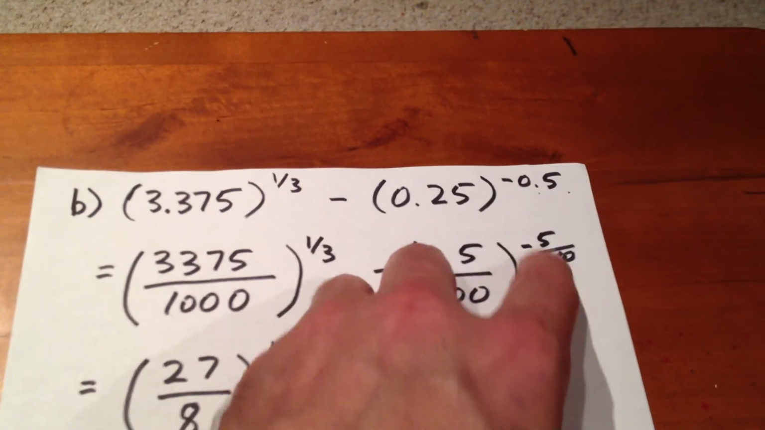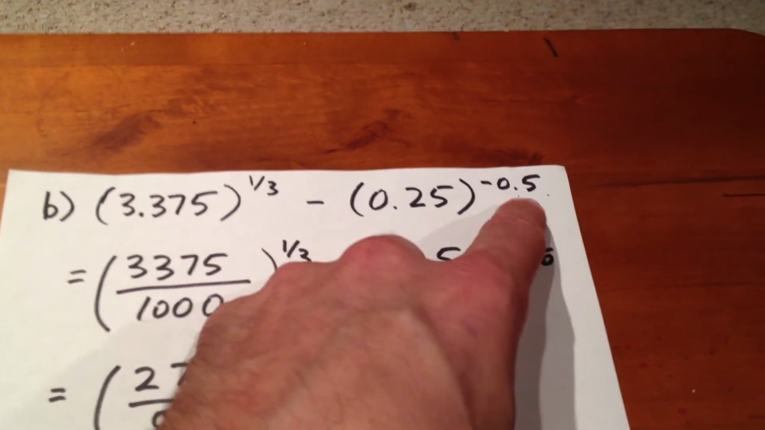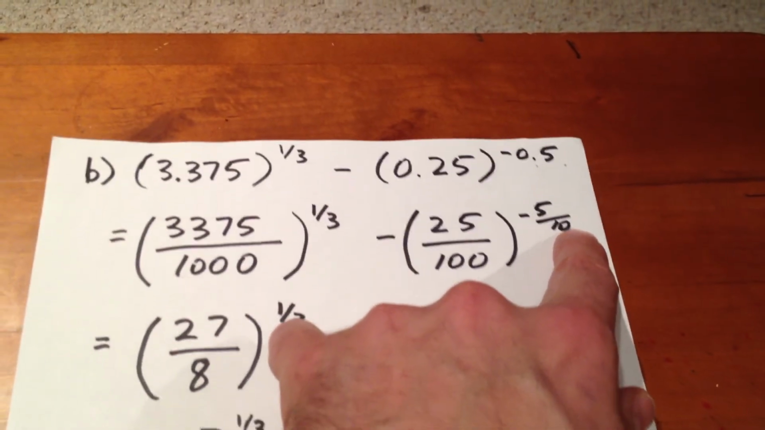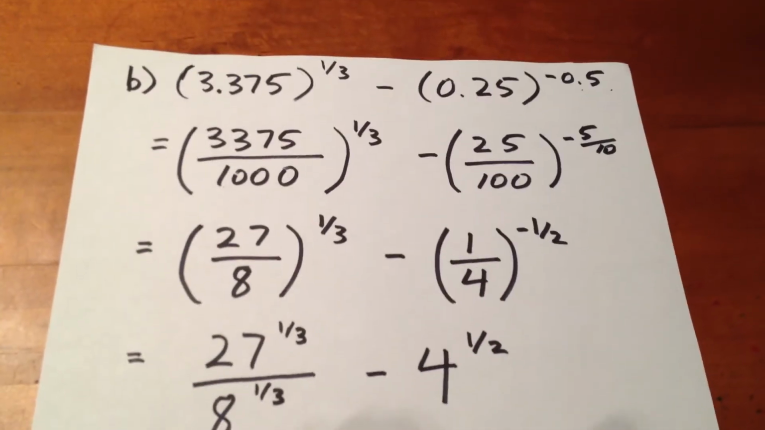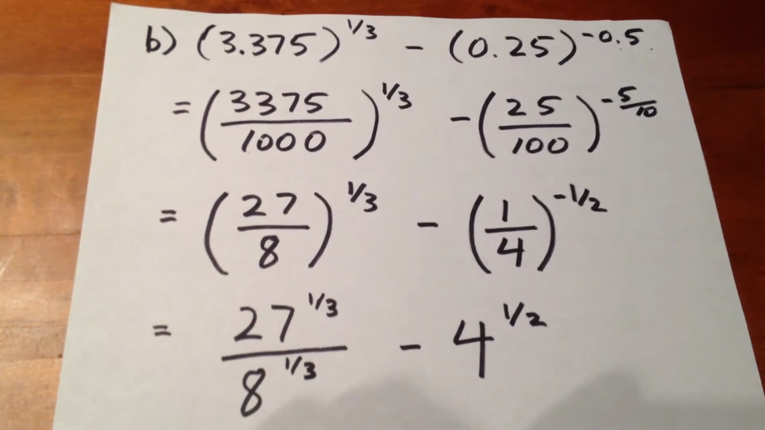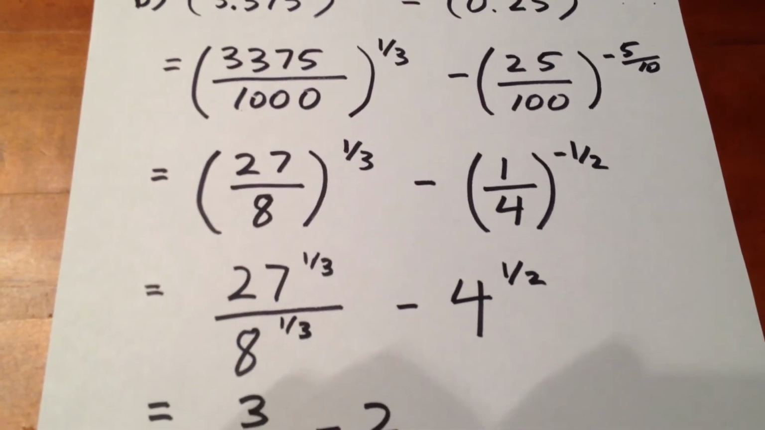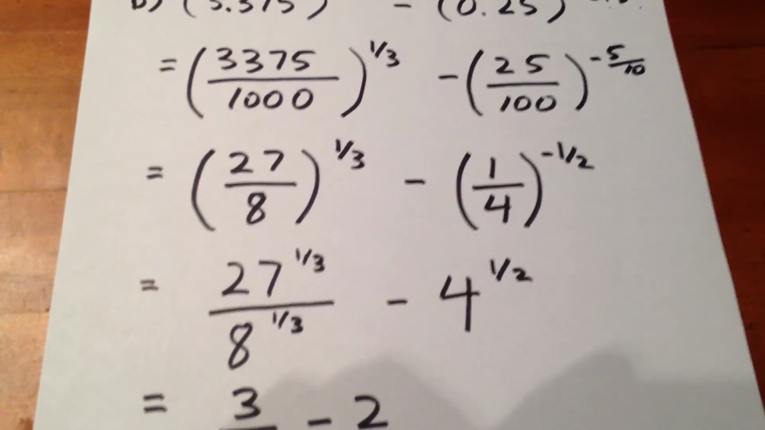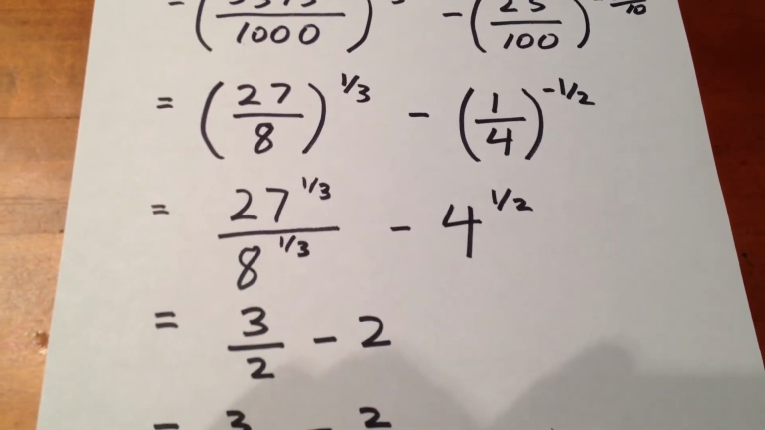And negative 0.5 becomes negative 5 over 10. You moved over 1 spot, and so you add a 0 to the denominator. Now, we simply have to find the 3rd root of 27 and the 3rd root of 8. The 3rd root of 27 is 3, and the 3rd root of 8 is 2.